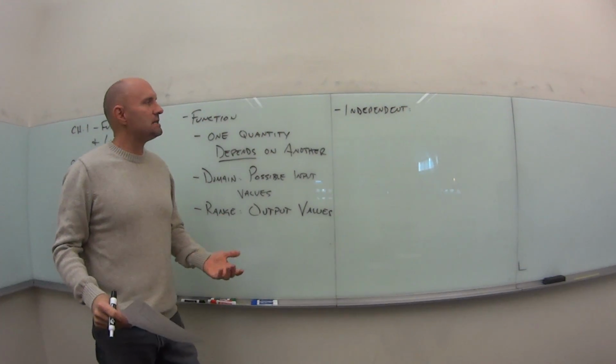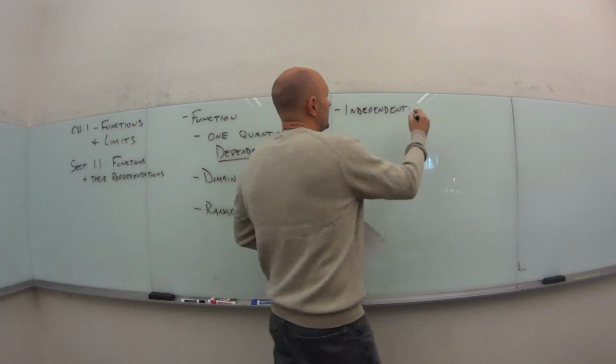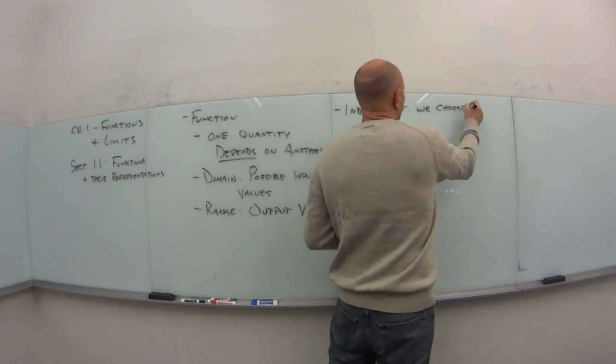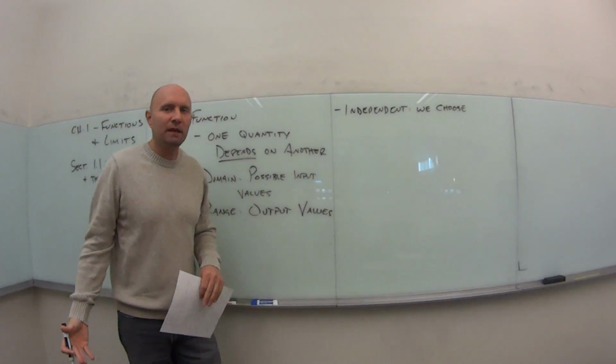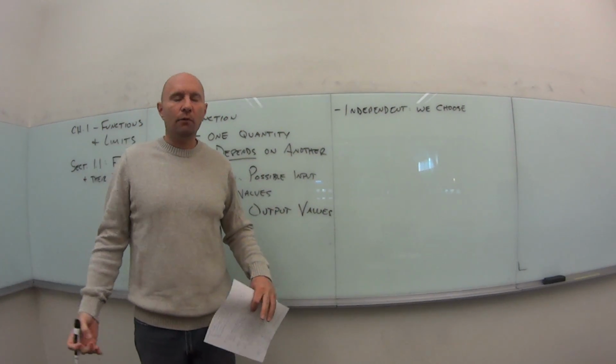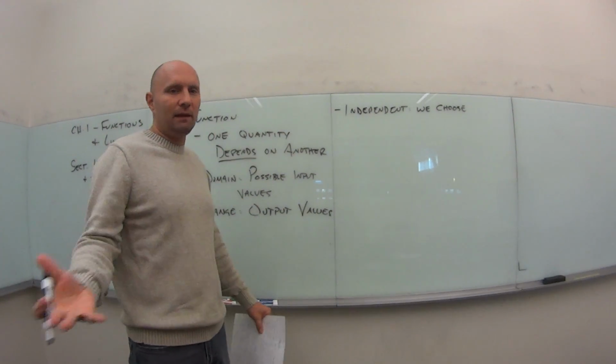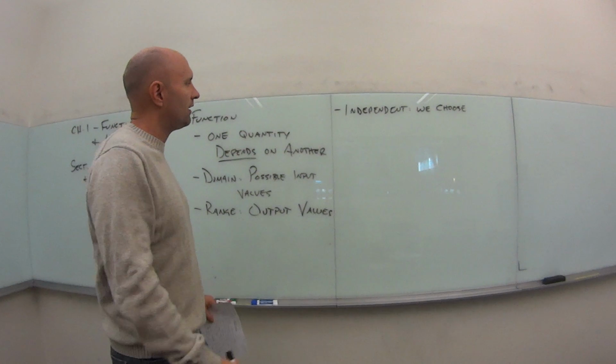So independent, these are the ones that we can choose, that we have control over. So again, if we're talking about the paycheck, I can work 4 hours, I can work 2, I can work 8, I can work 10. Those are independent. I'm able to choose what those values are.